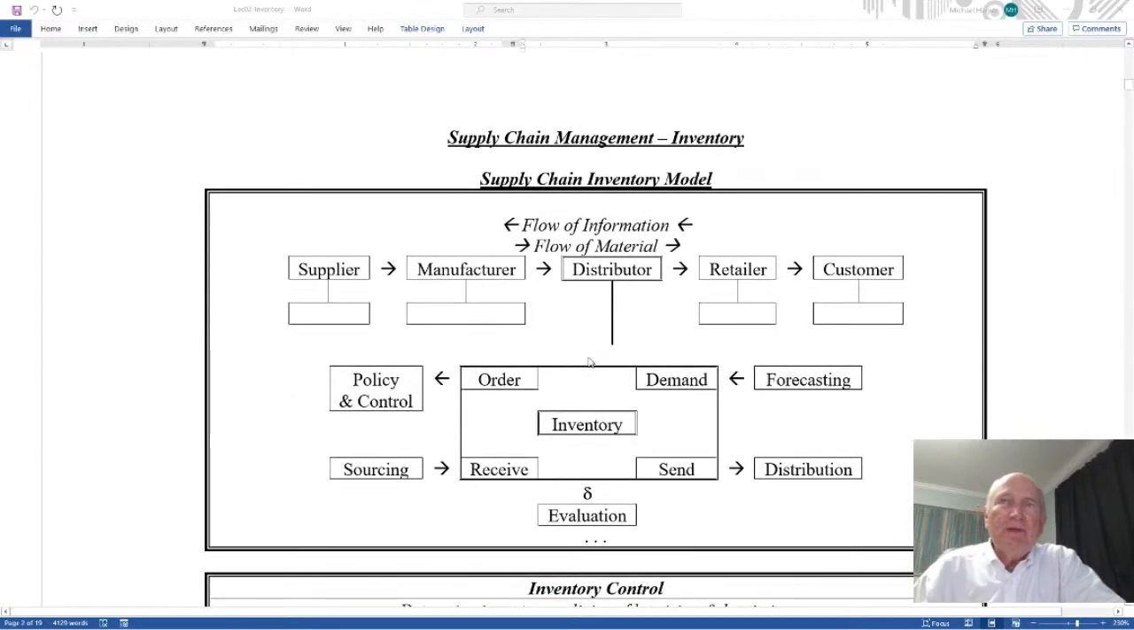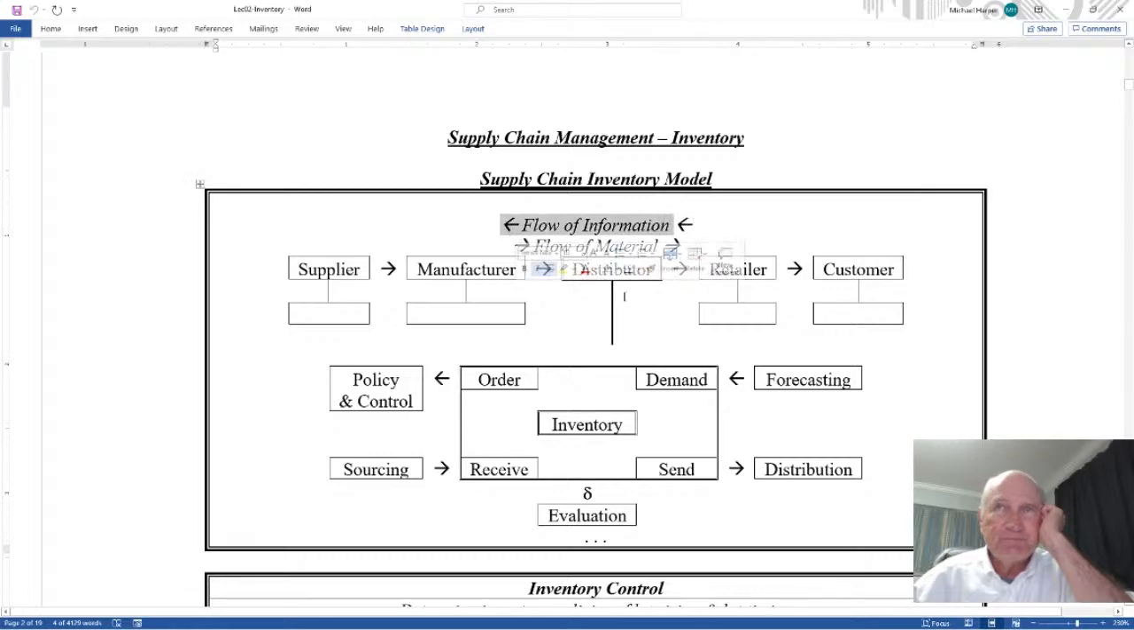Okay, first of all, let me start with a model, with a picture. I think in pictures and models to help organize thinking on how things relate. Here is the supply chain: supplier, manufacturer, distributor, retailer, customer, flow of materials downstream, flow of information upstream.